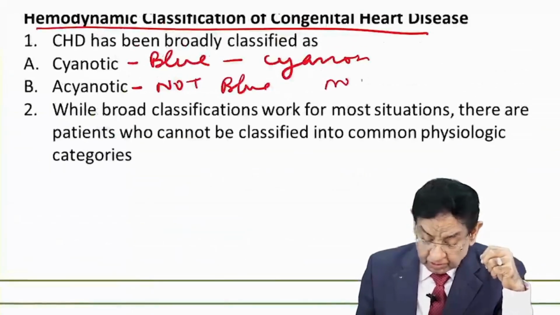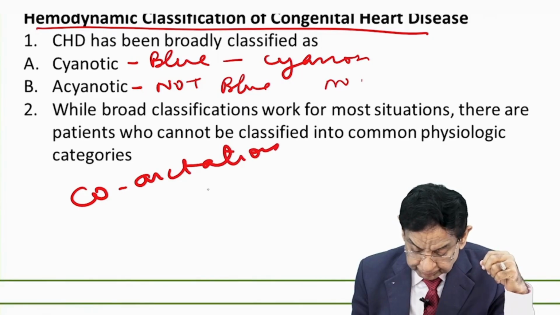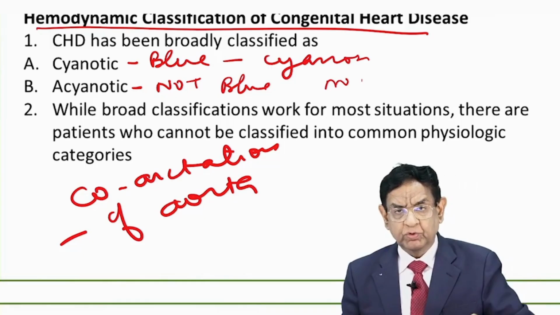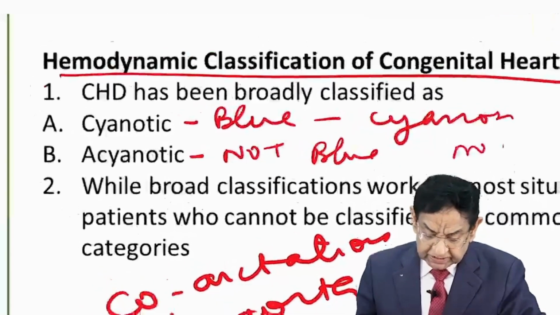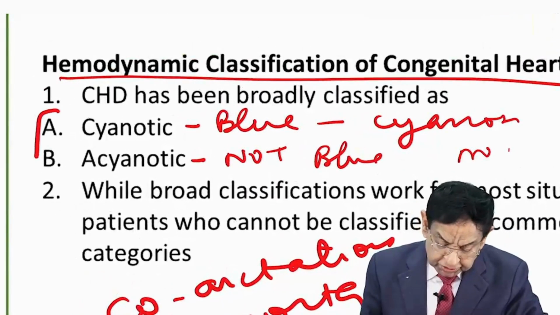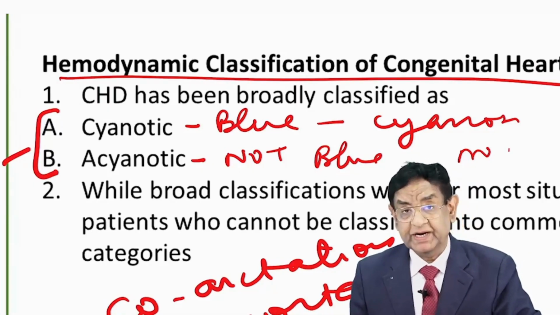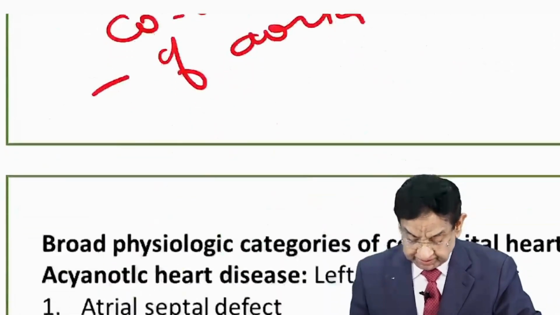Like coarctation of aorta, okay, there's one category, and there are a few more that I'll be discussing in the coming slides. By and large, broadly, this is the most commonly discussed and asked. But don't forget, there are certain obstructive conditions also, like coarctation.